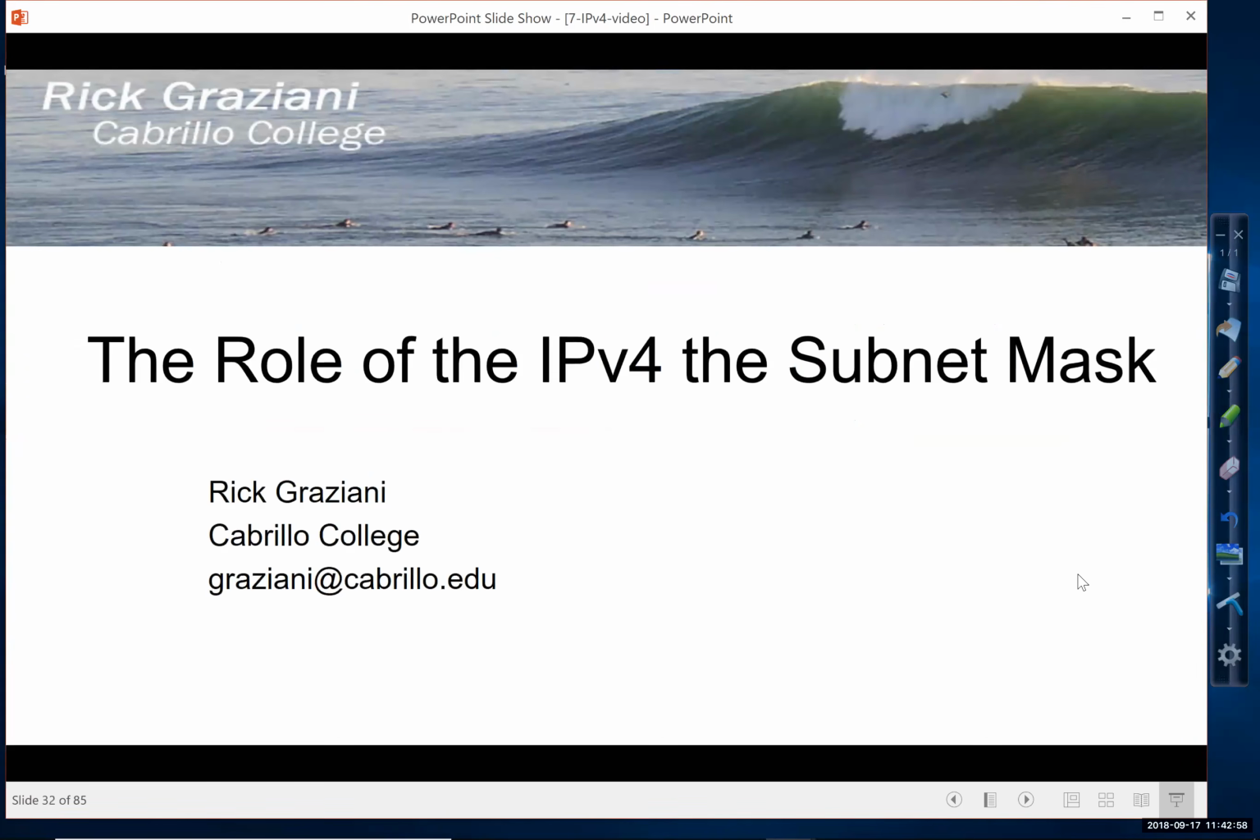All right, so I hope this helps you understand a little bit about the role of the IPv4 subnet mask. Again, it's used with the IPv4 address so the device knows what network it belongs to. We must have that subnet mask. The IPv4 address by itself doesn't tell the device what network it belongs to. It needs the subnet mask to do that.